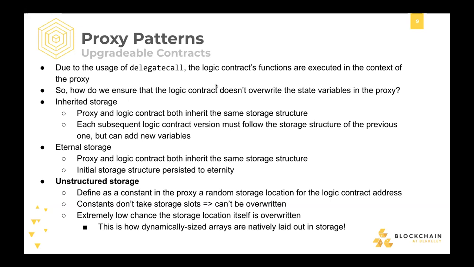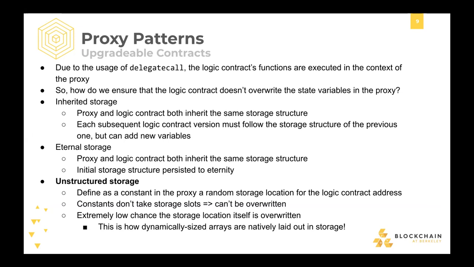And so since it uses the storage space of the calling contract, how do we make sure that the functions we're calling in the logic contract don't accidentally overwrite state variables in the proxy? Basically, if the first thing this function in the logic contract does is save to some variable that's defined in the first storage slot of the contract, that would overwrite the first storage slot of the proxy contract.